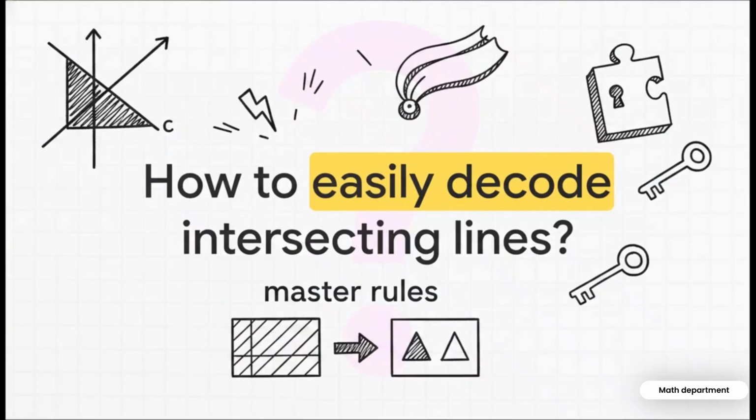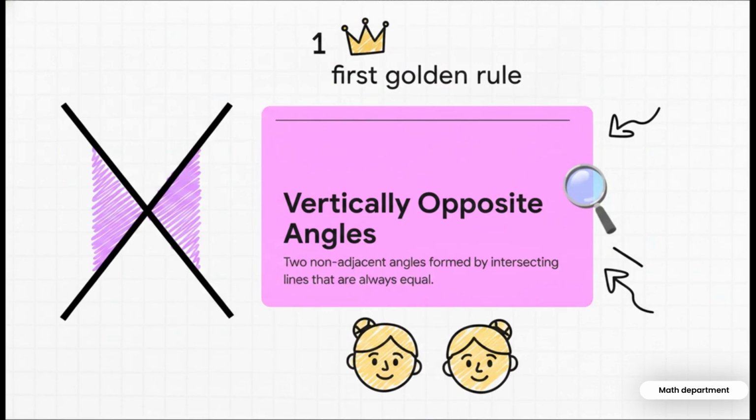But have you ever wondered how to easily decode the hidden rules behind all those intersecting lines? Well, I have some great news for you. By the end of this quick session, you're going to possess the mathematical superpowers to solve exactly this kind of intense puzzle with zero panic. Seriously, we're going to learn the two master rules that unlock every single problem of this type. So, let's start with our first golden rule, vertically opposite angles.